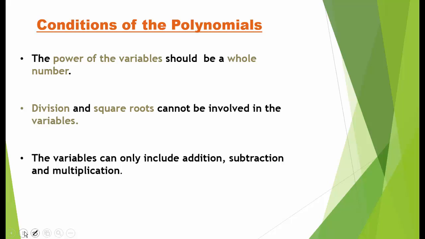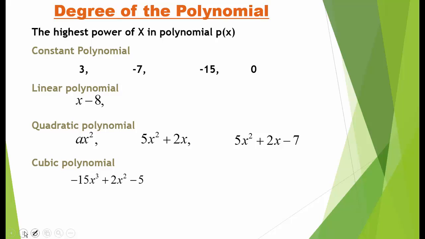And then we discussed the conditions for a polynomial. The first condition was that the power of the variable should be a whole number. Second, the variable will not be in a square root or in the denominator. And third, the variable will be only in addition, subtraction and multiplication, which means it will not be in the denominator.